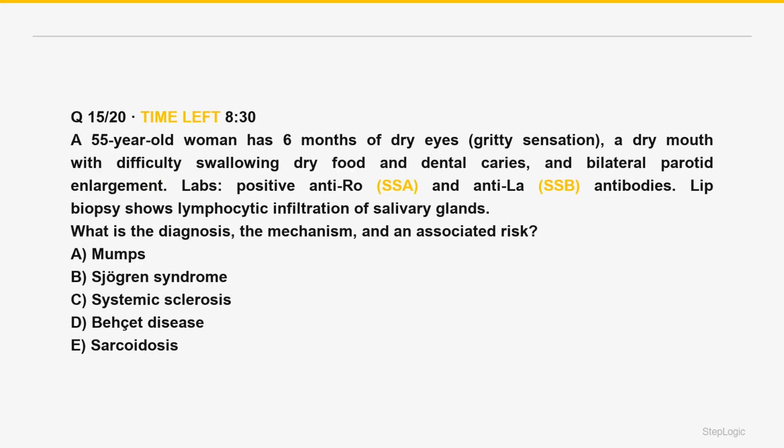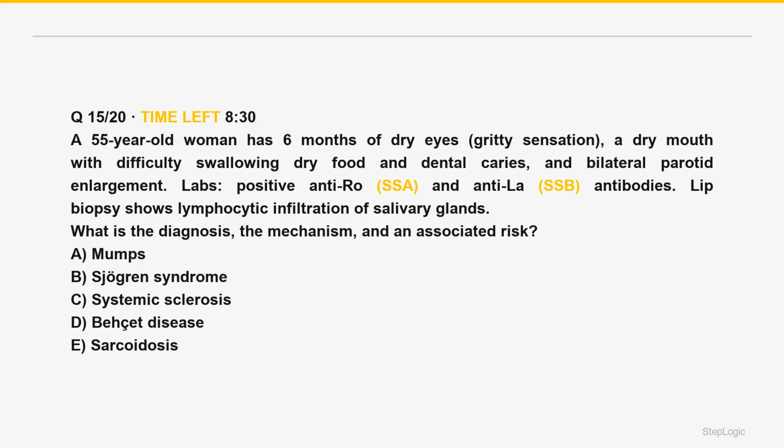What is the diagnosis, the mechanism, and an associated risk? A 55-year-old woman has 6 months of dry eyes, gritty sensation, a dry mouth with difficulty swallowing dry food and dental caries, and bilateral parotid enlargement. Labs: positive anti-Ro (SSA) and anti-La (SSB) antibodies. Lip biopsy shows lymphocytic infiltration of salivary glands.